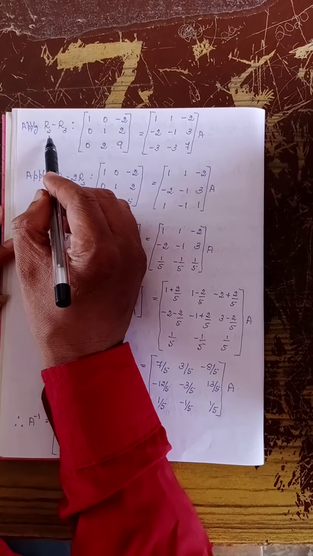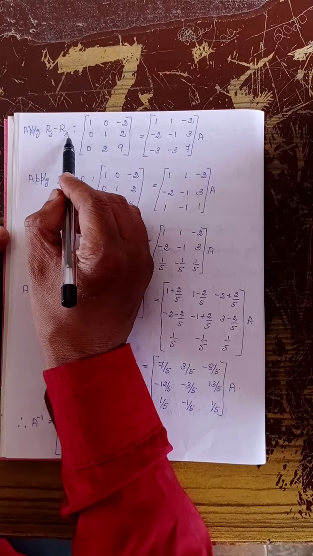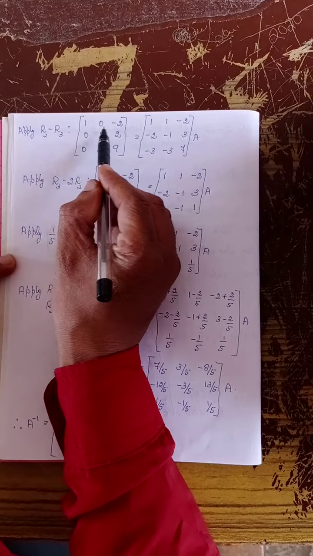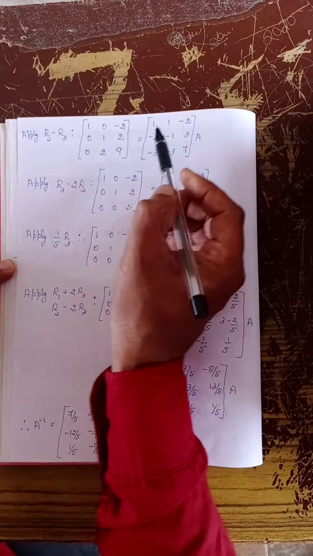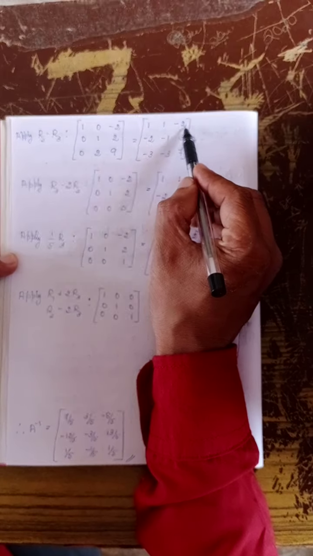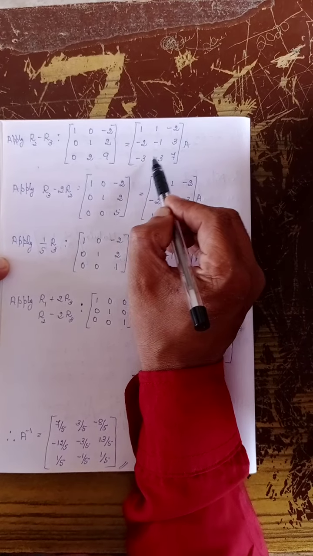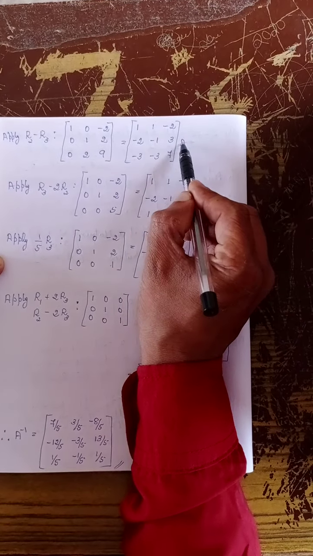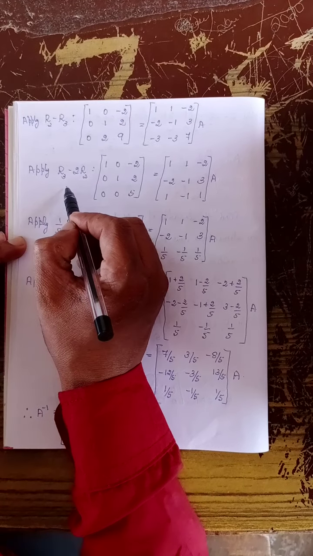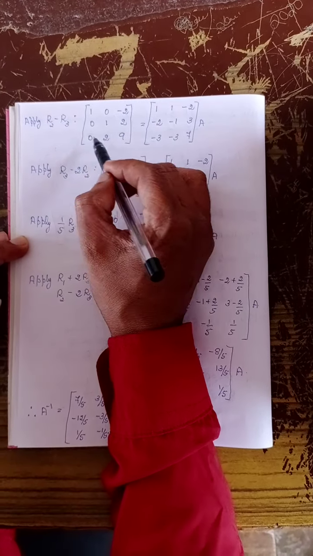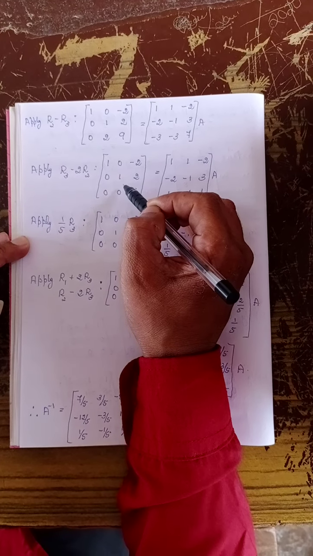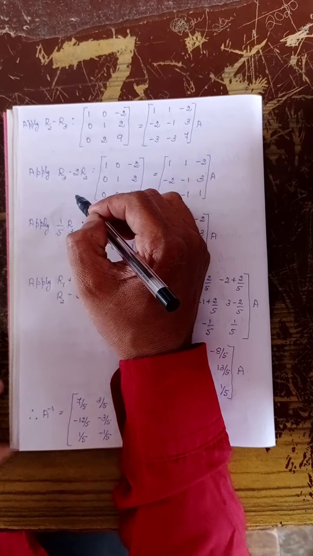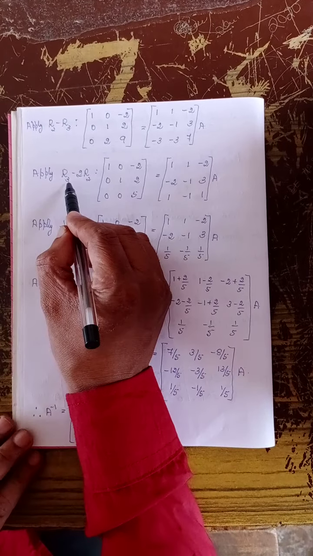Now apply again R2 minus R3, row 2 minus row 3. So we get 1 0 minus 2, 0 1 2 and 0 2 9, equal to 1 1 minus 2, minus 2 1 3 and minus 3 0 7, into A. Again we apply until we get the left hand side matrix as an identity matrix. We continuously, successively apply the row operations.